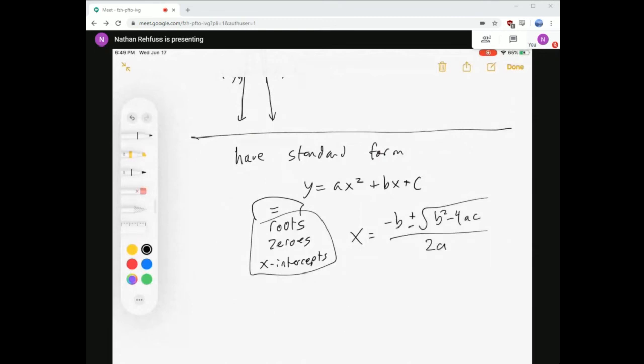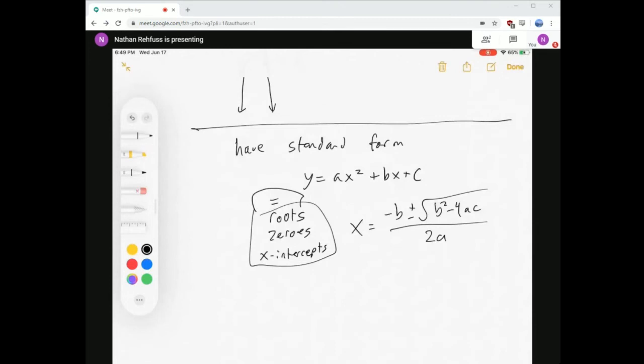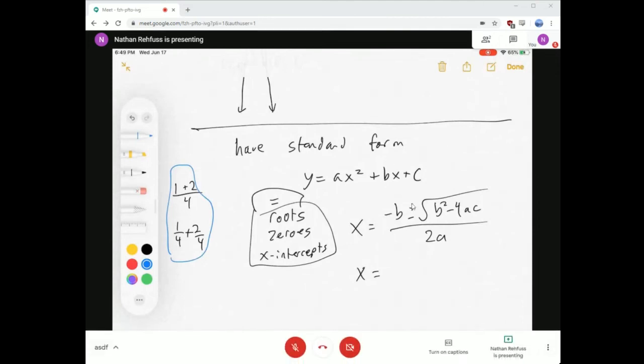I'm going to rewrite this just slightly because there's a point I want to make. If I have 1/4 plus 2/4, I can write it like this, or I can write it like that, right? I can write that either way. I'm going to do that transformation here around this plus or minus.